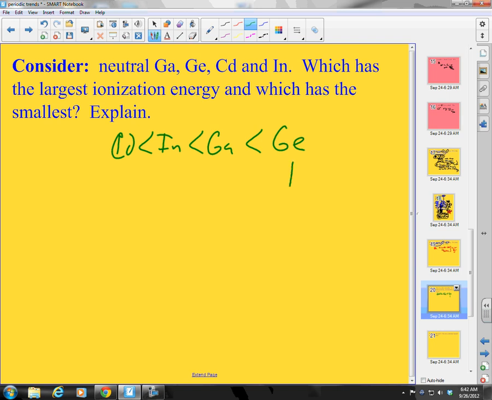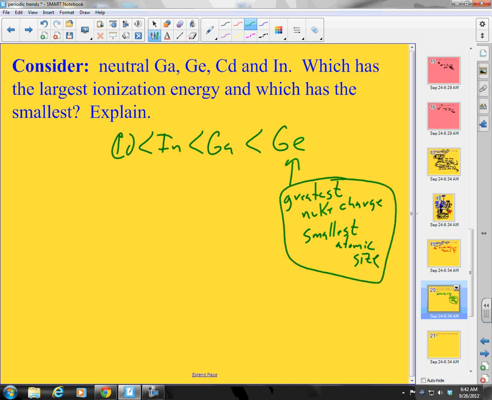And why is that? This one has the greatest effective nuclear charge and the smallest atomic size, and that's why it would have the highest ionization energy. That's why it's the hardest to remove an electron from of those four. Moving on.